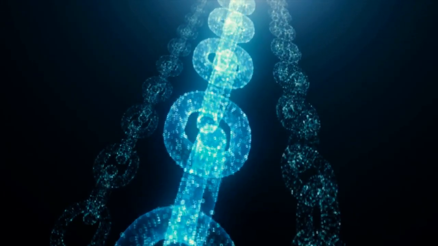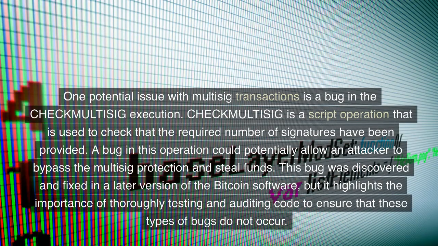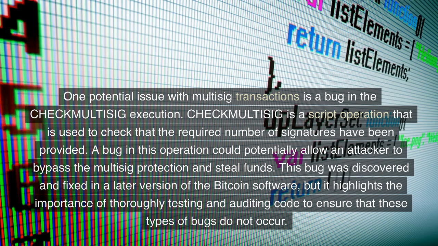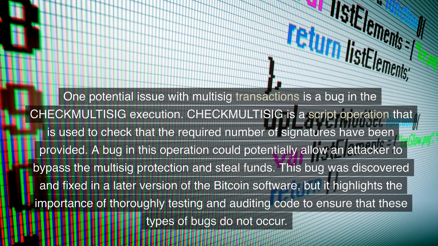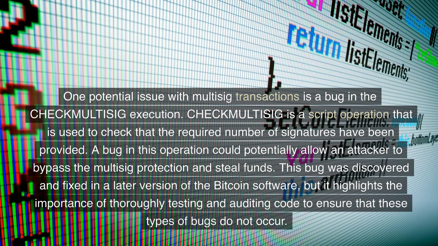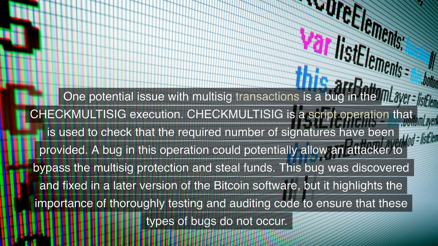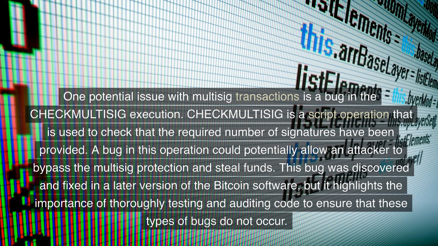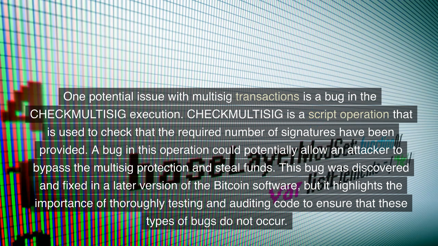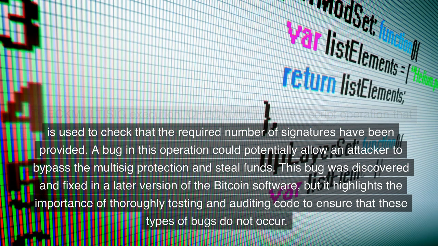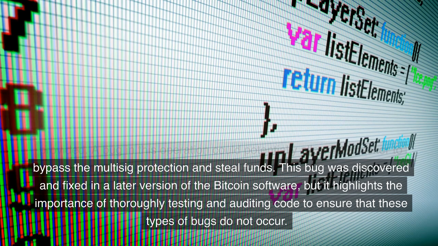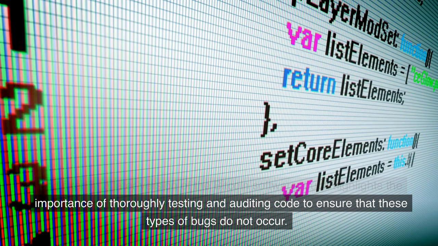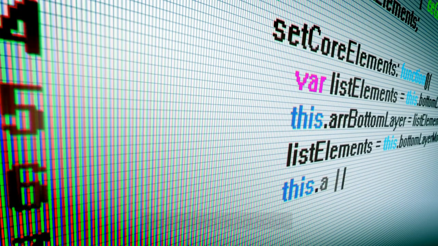to the network. One potential issue with multi-sig transactions is a bug in the CHECKMULTISIG execution. CHECKMULTISIG is a script operation that is used to check that the required number of signatures have been provided. A bug in this operation could potentially allow an attacker to bypass the multi-sig protection and steal funds. This bug was discovered and fixed in a later version of the Bitcoin software, but it highlights the importance of thoroughly testing and auditing code to ensure that these types of bugs do not occur.